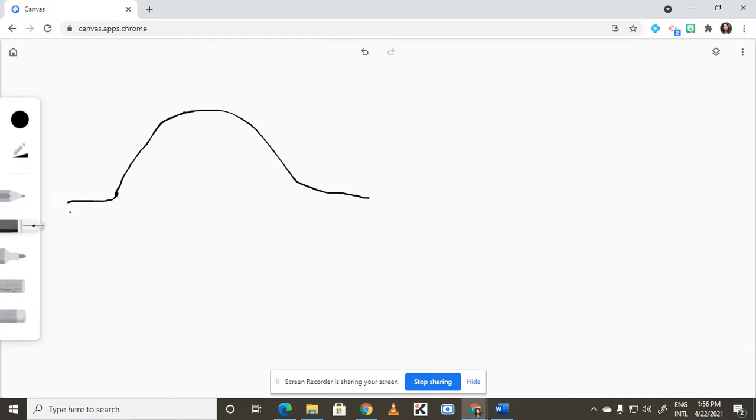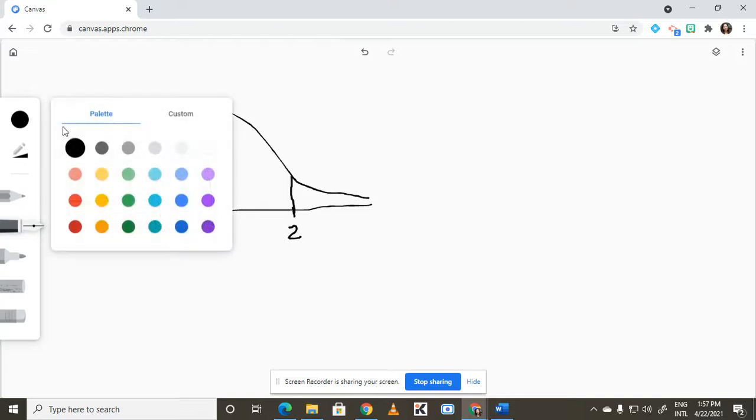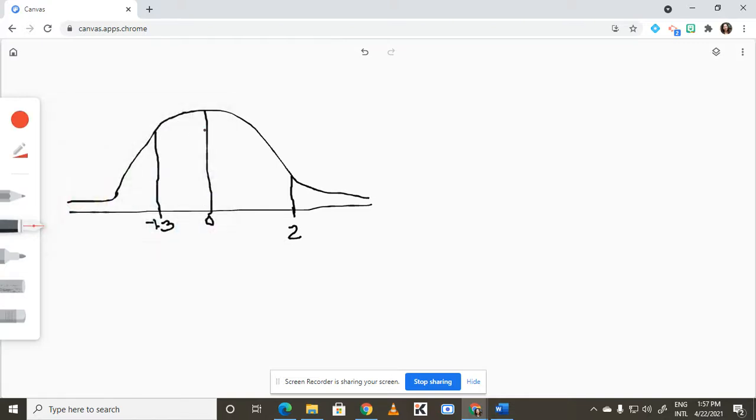Then don't forget to draw our baseline, because those are z values. After that, this one is 0. Negative 1.3, let's assume it is here. Where is the 2? Around this area, positive 2 and negative 1.3. Draw a vertical line; just imagine it is straight. Now shade the required region between. Since it says between, shade everything in the middle.